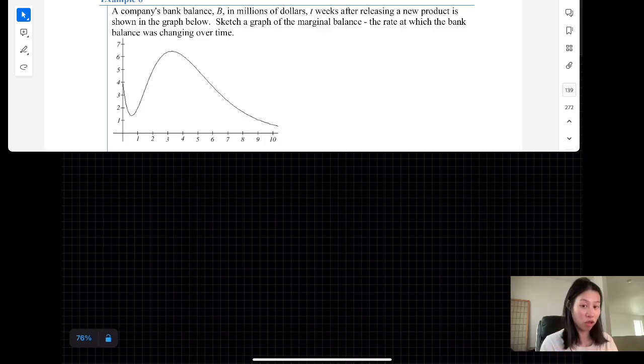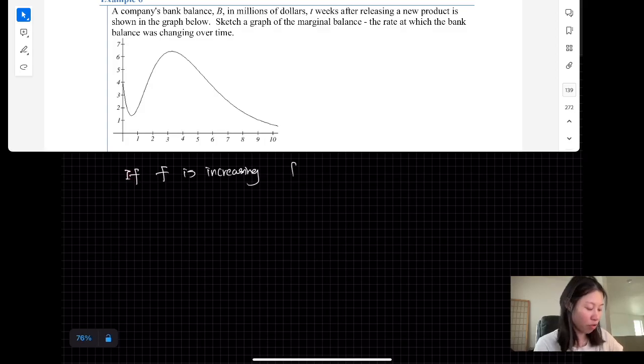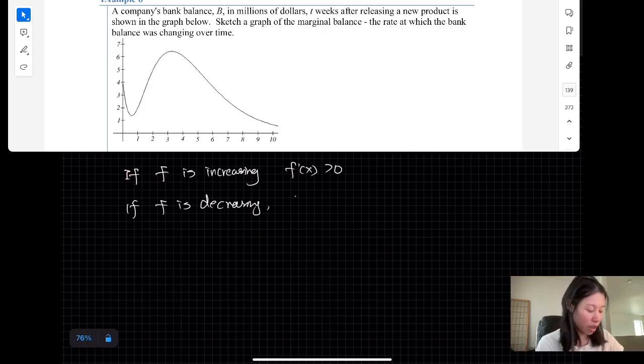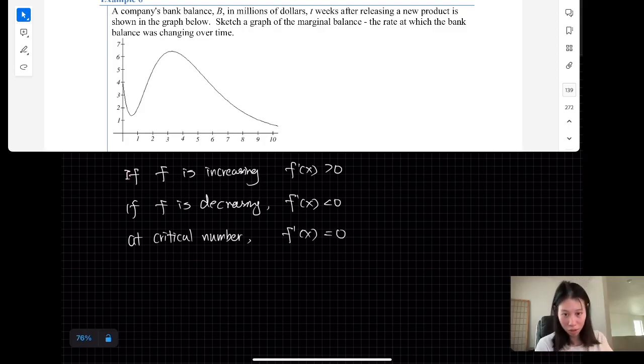So now we're given the original graph. How do we draw the first derivative? First of all, if the original graph is increasing, then the first derivative is going to be a positive number. If the graph is decreasing, then the first derivative is going to be a negative number. And at all of the critical numbers or points, the first derivative is going to equal 0. Okay, with all of this information, let's try to draw this graph.